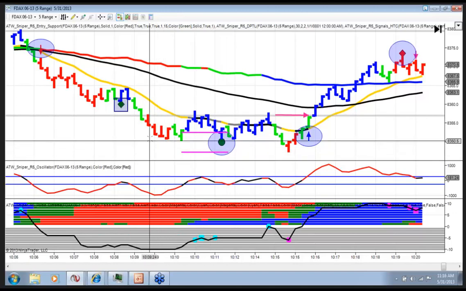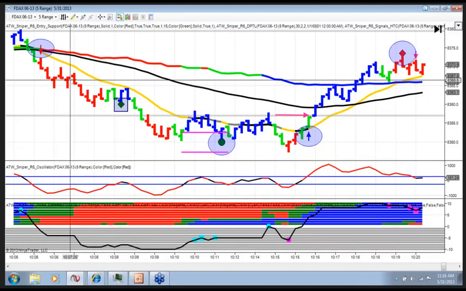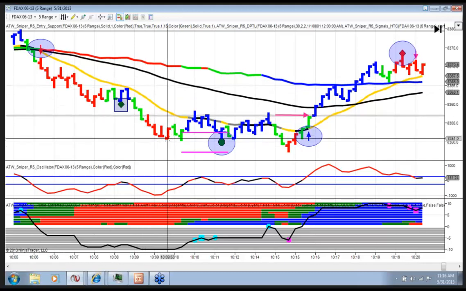And let me talk about that a little bit more. So this market is coming lower. You can see the red bars moving lower.